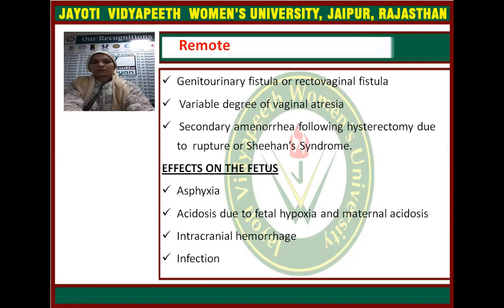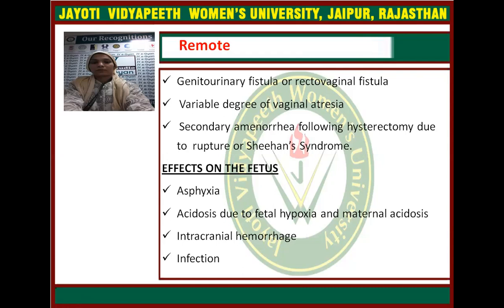Effects on the fetus. The first one is asphyxia. Asphyxia results from tonic uterine contractions. The tonicity of the uterus is important, so there might be fetal asphyxia. Again, acidosis is due to fetal hypoxia and maternal acidosis.